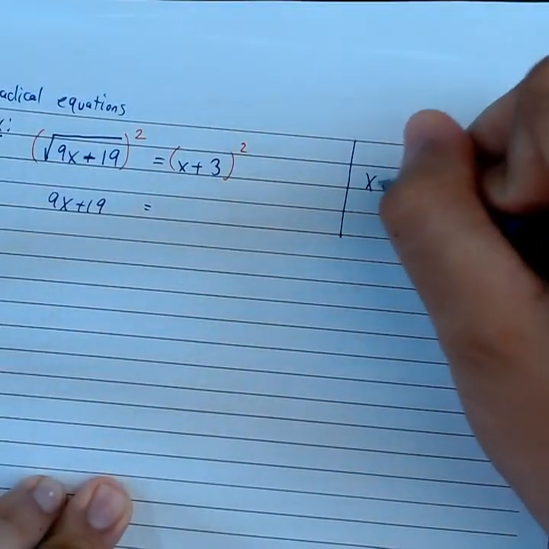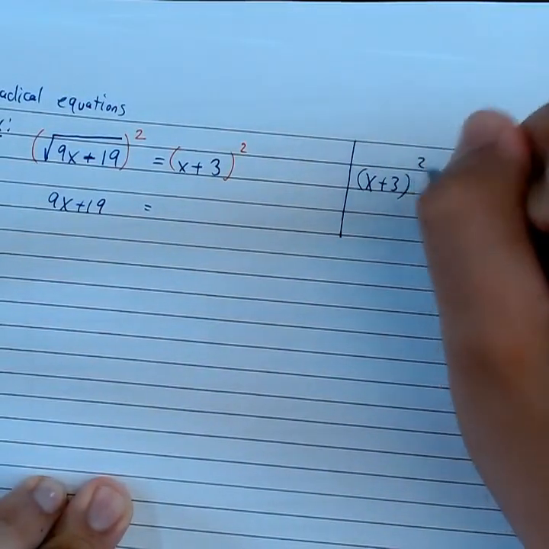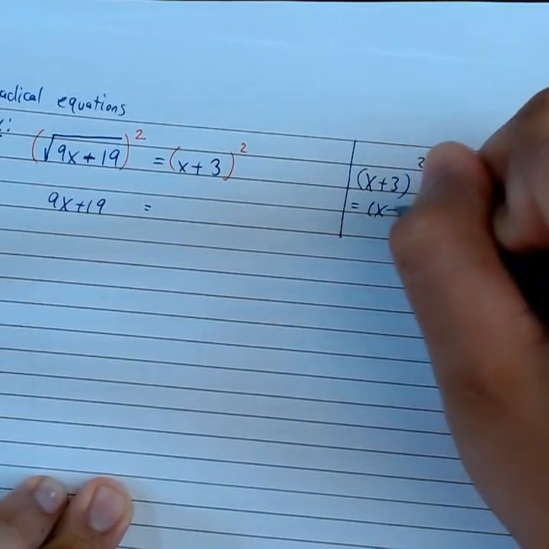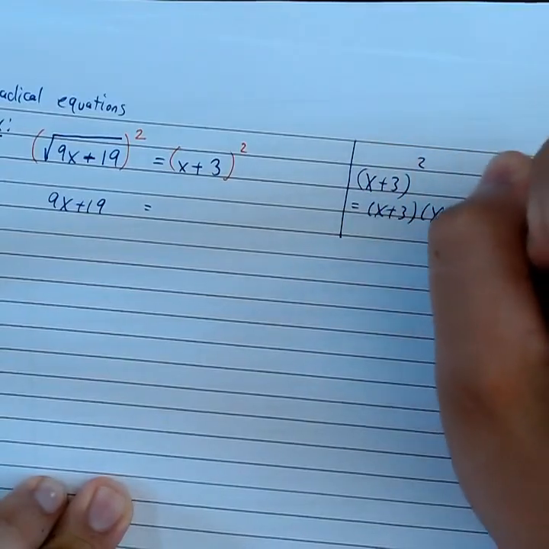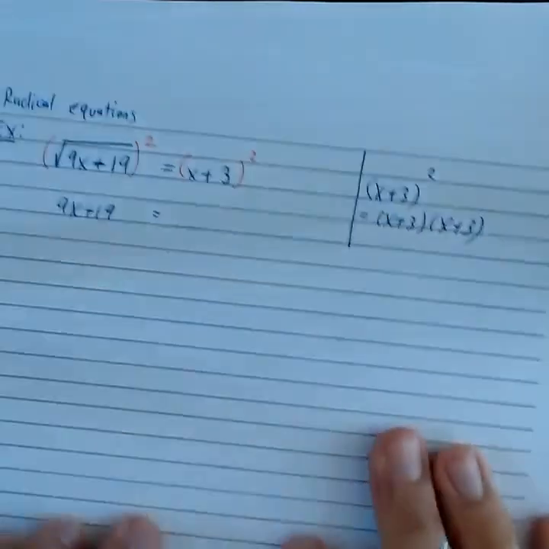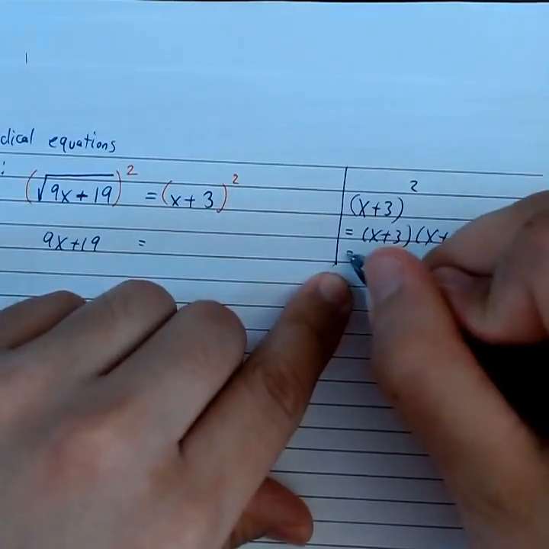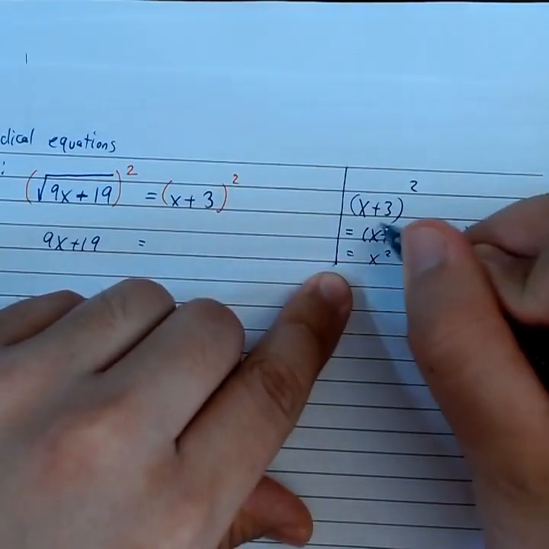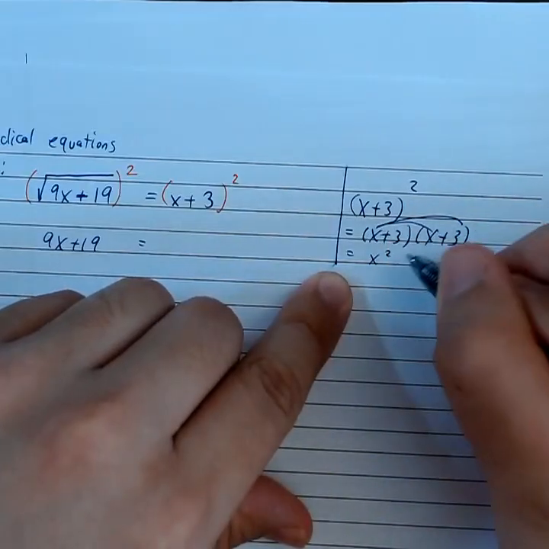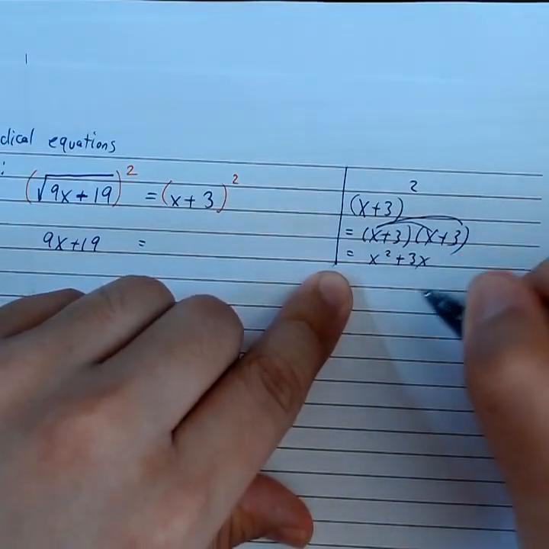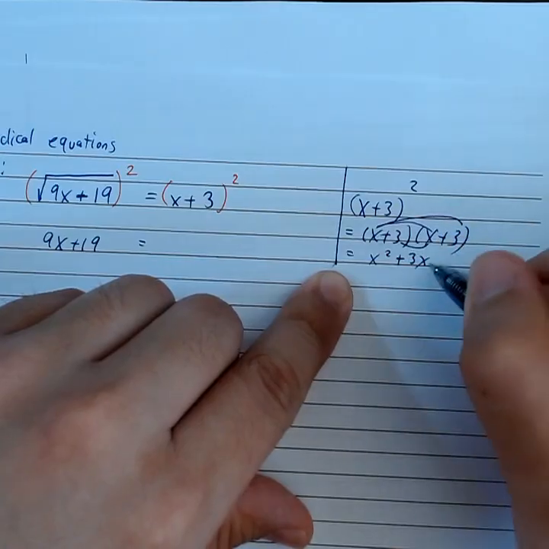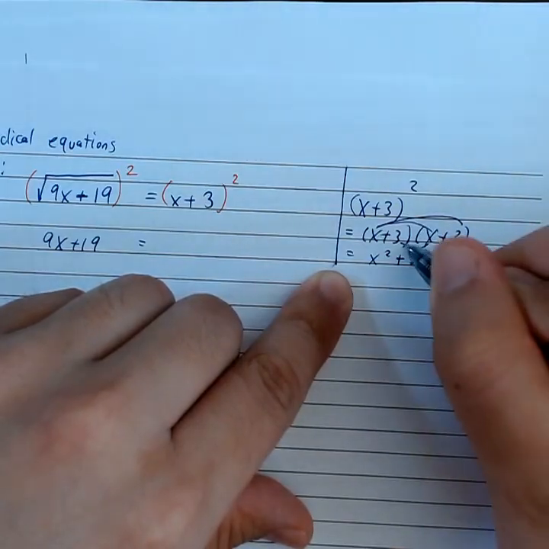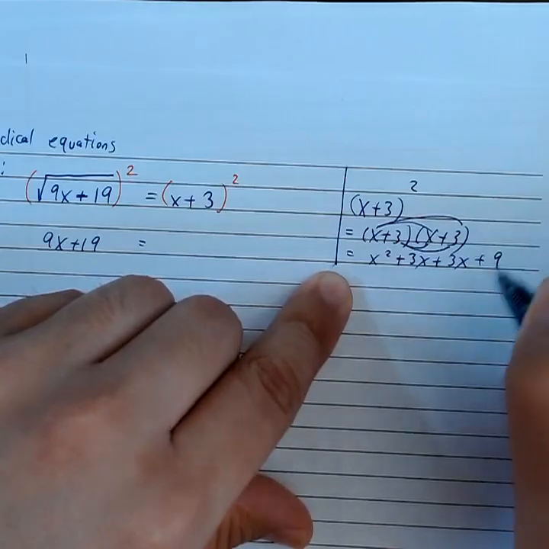If I'm going to have x plus 3 squared, that means I want x plus 3 times x plus 3, which means I have to distribute. So x times x will give me x squared. X times 3 will give me 3x. 3 times x gives me another 3x. And 3 times 3 will give me 9.